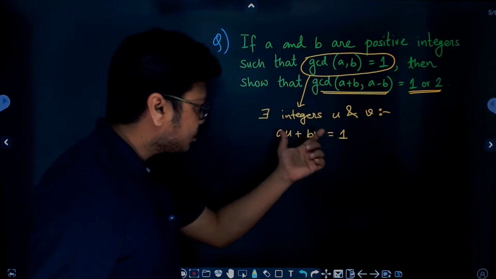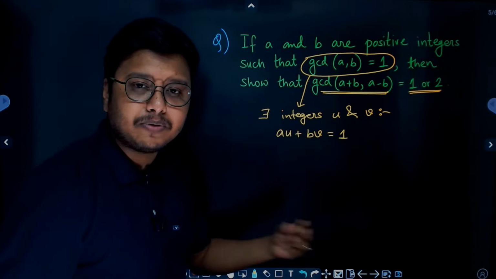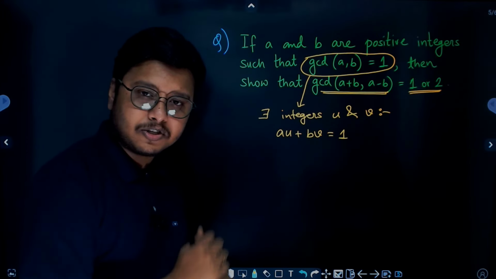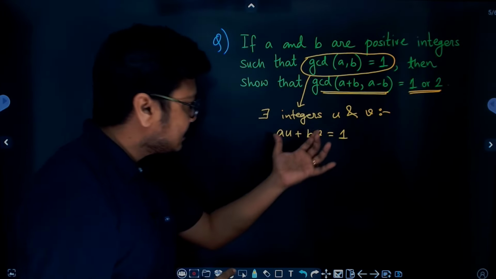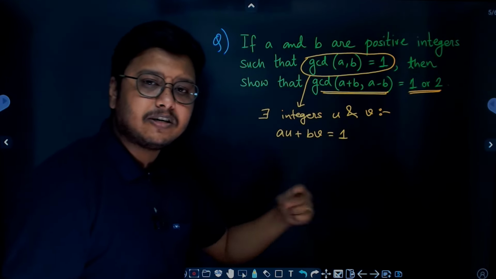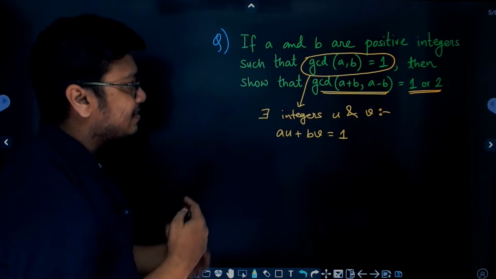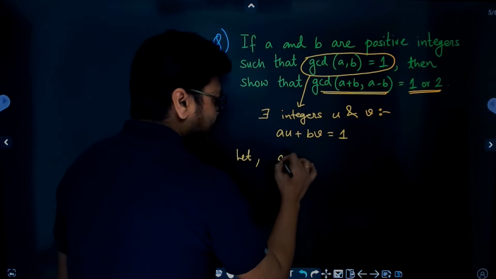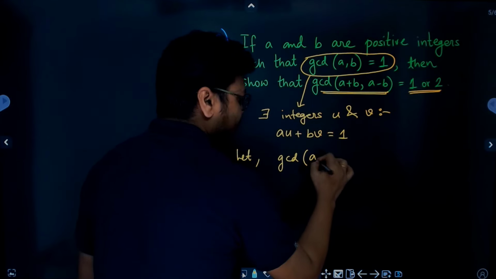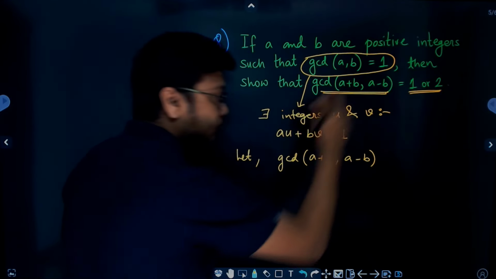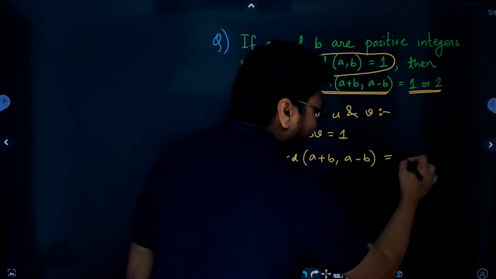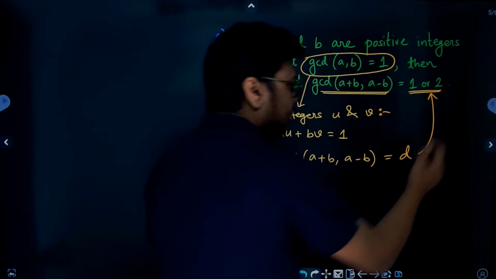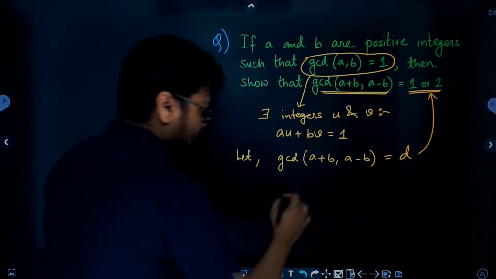As we have just one equation, it's difficult to proceed. In the previous sum we had two equations, so it was easy to start doing the calculation with them. Since it's just a single equation, it's difficult to proceed. So let's try to create some more equations out of this. Let the GCD of my required quantity, a plus b and a minus b, which I need to prove is 1 or 2, be d. So basically now I need to prove that d is either 1 or 2. That's my required proof.